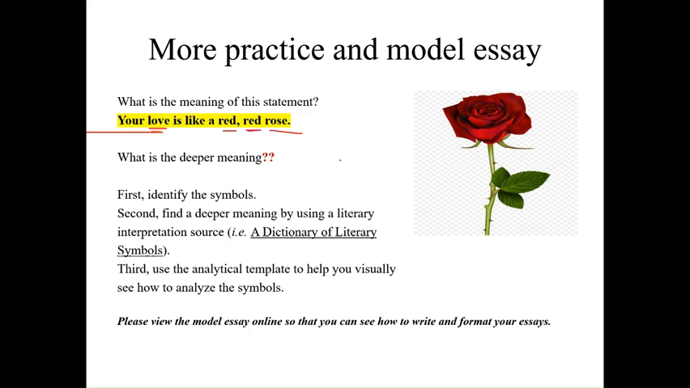What is a rose? It's a flower. Gender wise, it usually represents female. But a rose is a very different flower because it's considered the top of the flower pyramid. It's the top rose. A rose is not just a regular flower, it's like the top is supreme. So then you want to use your handouts online or the dictionary of literary symbols to further break it down.